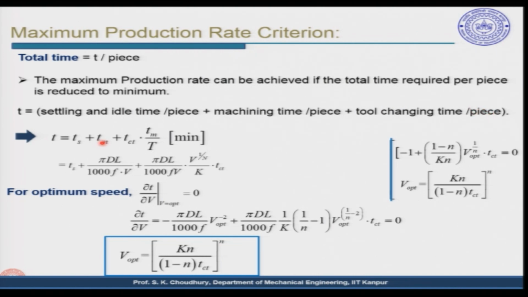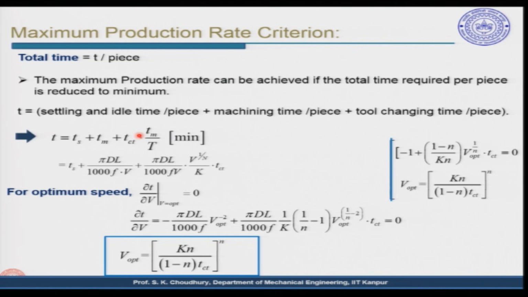Now, Tm we have taken as the machining time per piece, but for Tct, the tool changing time per piece will be the tool changing time into the number of times we are changing the tool, which as we have seen will be Tm, the machining time, divided by the tool life, T. We have said earlier that Tm can be found this way: it is equal to pi d L by 1000 V into F, and Tct into Tm by T can be written as this. This also we have seen earlier.